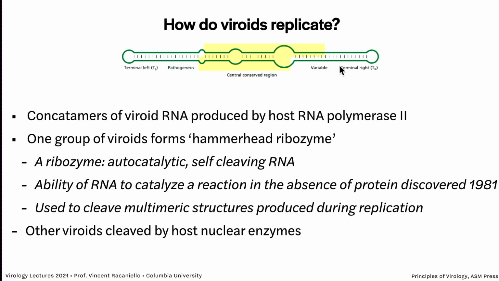The RNA polymerase makes concatemers of these viroids, and you know now what a concatemer is. And in one group of viroids, the ones with the ribozyme, the name for it is hammerhead ribozyme, it cleaves the concatemers. And so here's the formal definition of the ribozyme: an autocatalytic self-cleaving RNA. This ability of RNA to make an enzymatic reaction without protein was discovered in 1981 by Tom Cech at the University of Colorado, got the Nobel Prize for that. Ribozyme is used to cleave the concatemers during replication. Viroids in general make concatemers, and the ones that don't have a ribozyme, they're cleaved by nuclear enzymes.